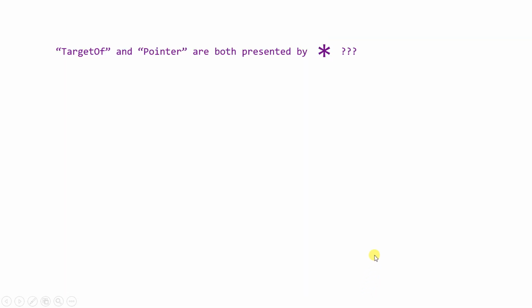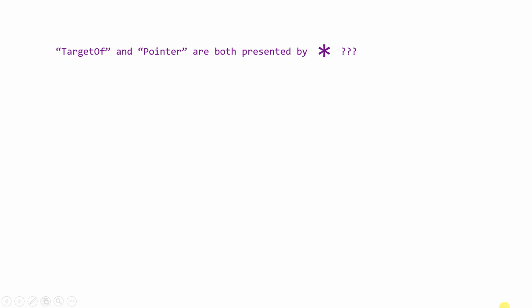Now, how do we identify which one is what? Which one is target of, which one is pointer? Okay? When asterisk makes sense, when you look at the asterisk, it says, oh, okay, that means multiplication. It has nothing to do with pointer or target of. So when you look at the asterisk and say, that's okay, that's multiplication, right?